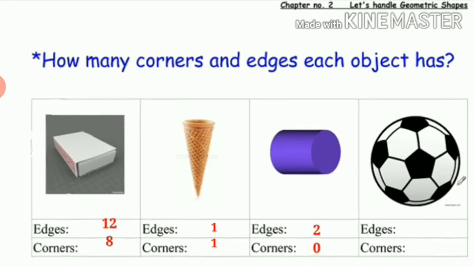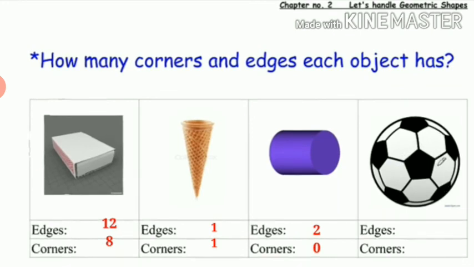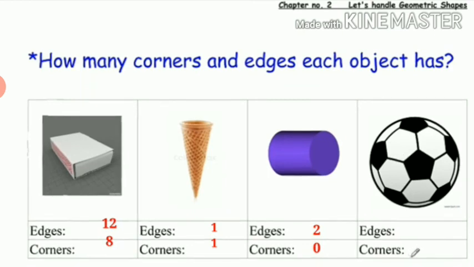Now here is a football and it is in sphere shape. So how many edges and corners does the sphere shape have? Do you remember? It is in sphere shape. So how many edges and corners does the sphere have? It has no edges and no corners. Do you remember? It means 0 edges and 0 corners. Is it right? Very good.